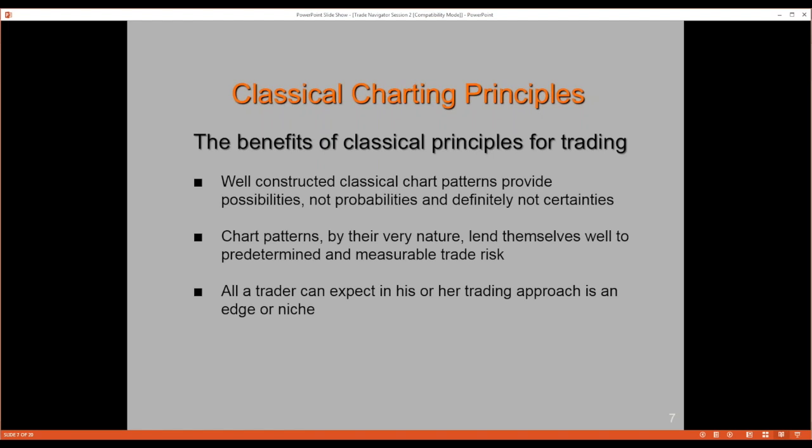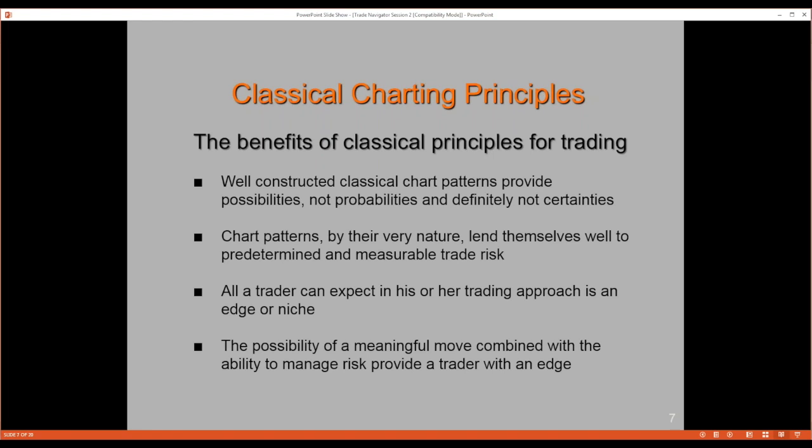All a trader can expect in his or her trading approach is an edge or a niche. That's it. Sometimes the niches aren't very big. Sometimes the edges aren't very big. But it's all that we really have as traders, an edge or a niche, and we have to exploit those. The possibility of a meaningful move combined with the ability to manage risk provides a trader with an edge. That's really, in my opinion, the real value of charting principles. We find the possibility of moves, and we combine that with the ability to do real engineered and aggressive risk management, and that, for me, is where charts pay off.